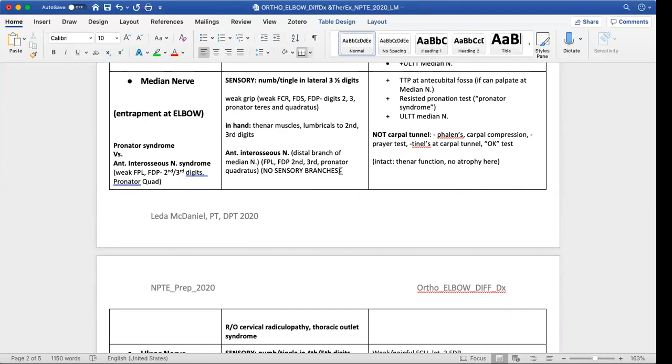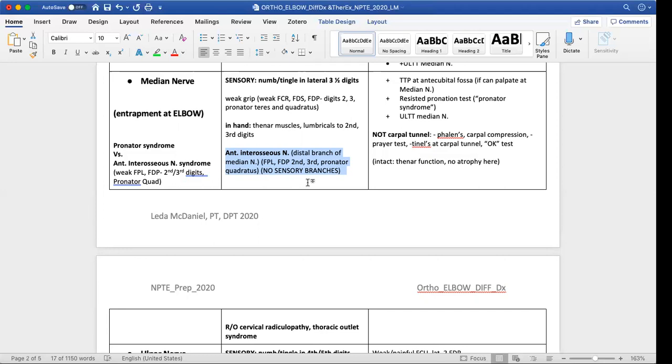Another thing to note is that there is a branch of the median nerve that is sometimes tested differentially, and that is the anterior interosseous nerve, which is purely a motor branch of the median nerve. There's no sensory innervation from the anterior interosseous nerve. So if you have sensory deficits, it is not anterior interosseous syndrome. It could be a median nerve entrapment, but it's not specific to this branch, because this branch does not have any sensory contributions.